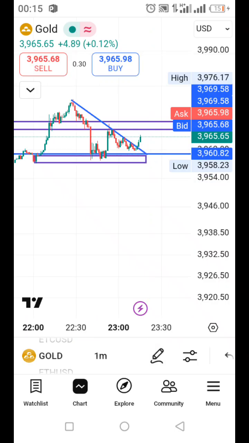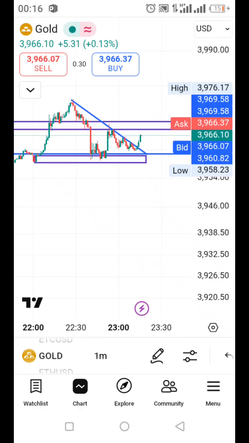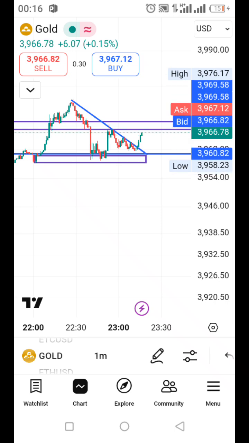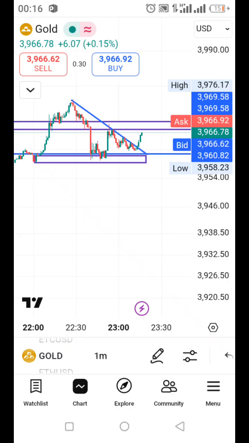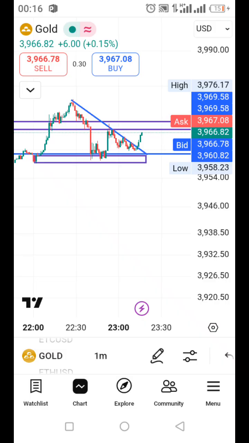I see the breakout there now to show you that this is another confirmation of a buy trade. You see now the price will continue to push up from that particular region. That's what I'm saying. It will push up to this region and break this particular region.